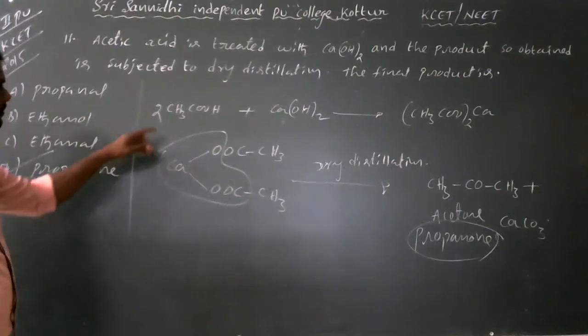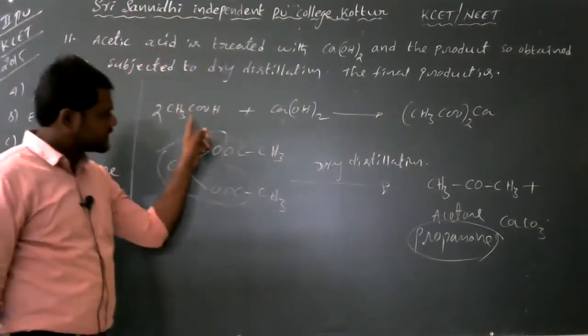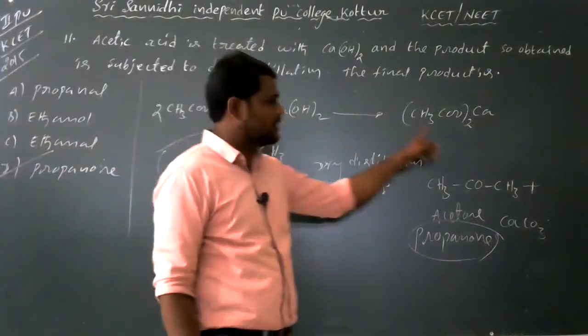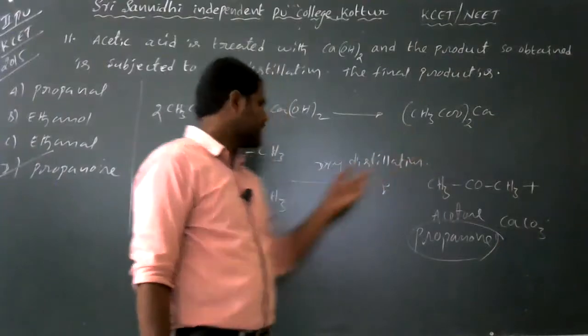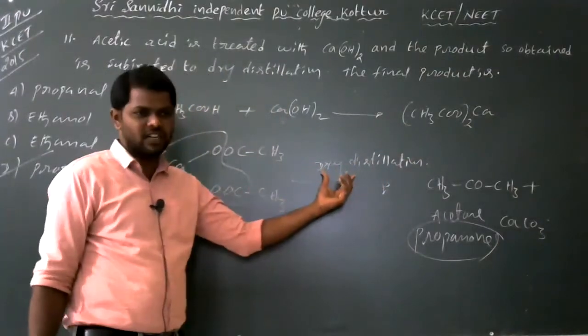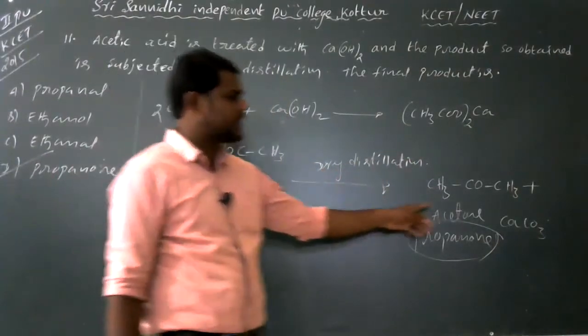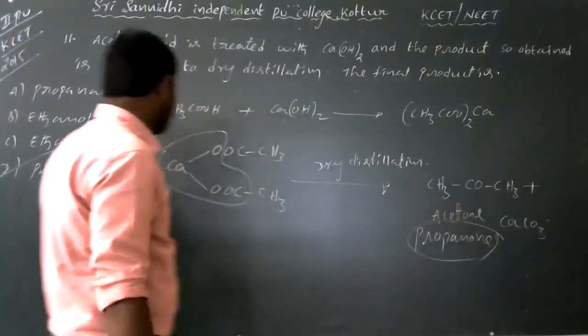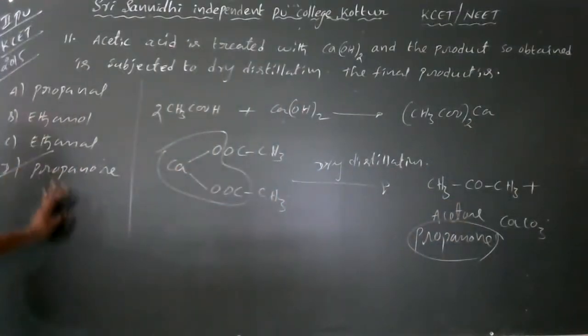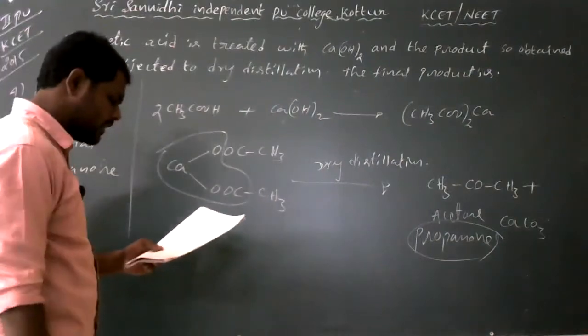Acetic acid treated with calcium hydroxide gives calcium acetate. That calcium acetate on dry distillation gives acetone, the product called propanone. Among these four options, propanone is the right answer. So next, go to question number 12.